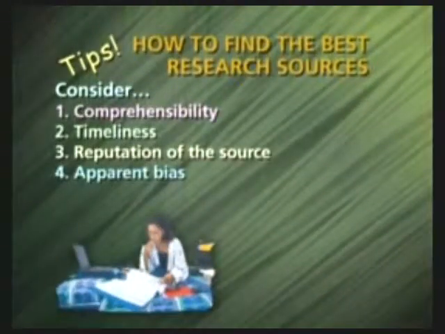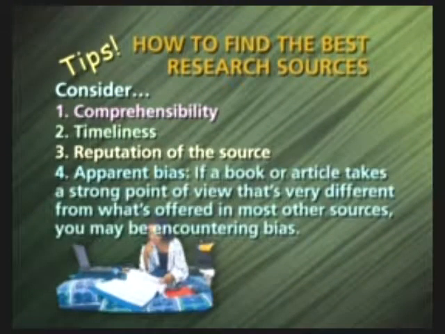Here's another important criterion in deciding whether a particular source is worth relying upon. That's apparent bias. If a book or article takes a strong point of view that appears to be very different from what's offered in most other sources, you may be encountering an example of bias. You may have an author who is slanting the information in order to support a particular point of view, which may or may not mean accuracy.